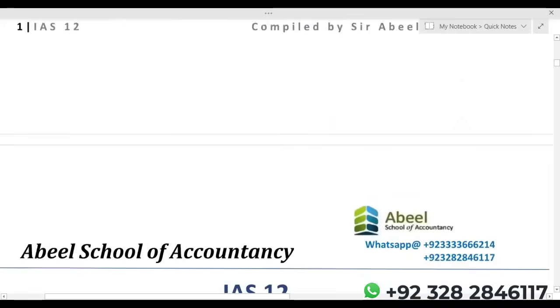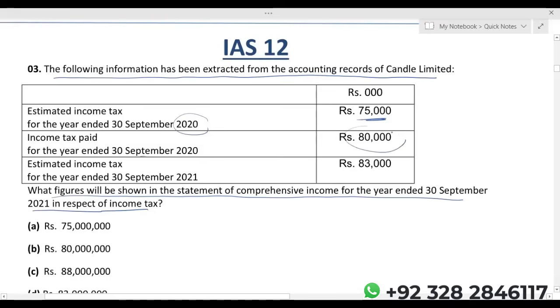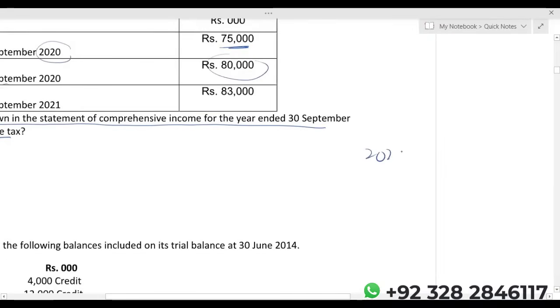Delta. What figure will be shown in the statement of comprehensive income for the year ended 30th September 2021 in respect of income tax? Okay. The following information has been extracted from the accounting records of Candle Limited. Estimated income tax for the year 2020 was 75,000. Income tax paid was 80. Now listen carefully. In the year 2020, the company recorded current tax expense 75. Let's say current tax payable 75.